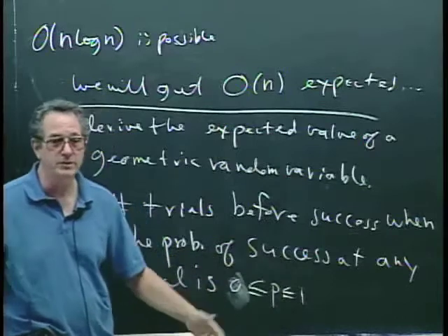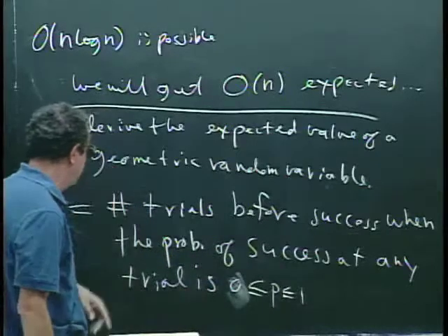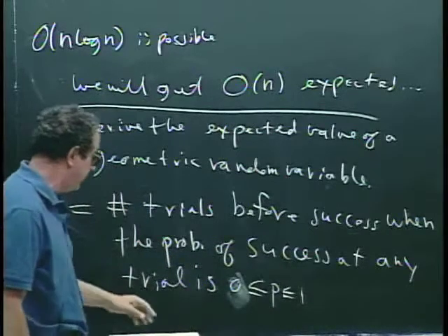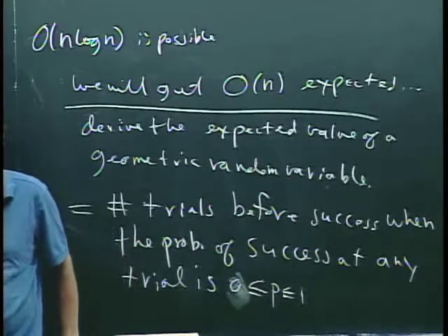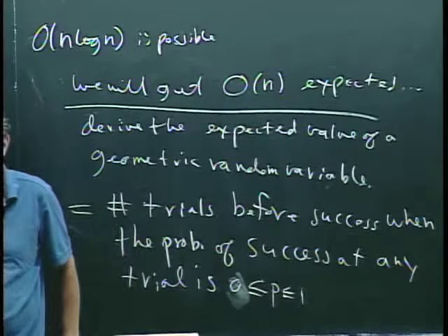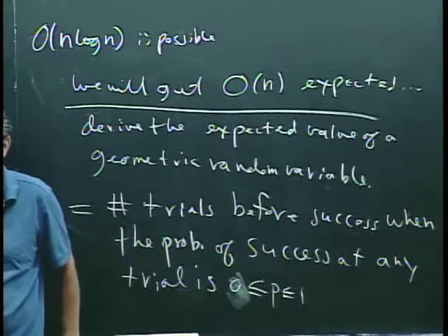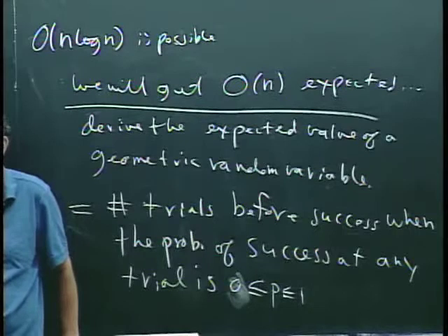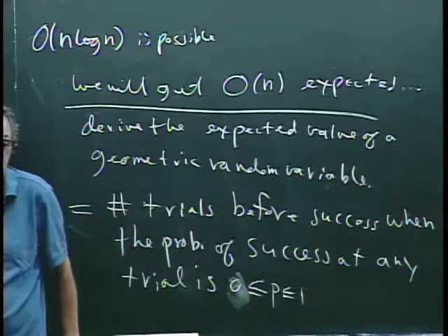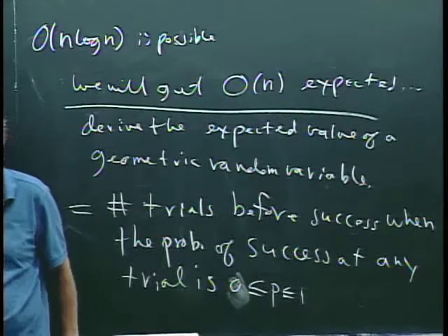Now, what's your general sense of which is likely to happen sooner? If the probability of heads is a half, or the probability of heads is 3/4, which one is likely to require fewer trials before success? 3/4, yeah. It's more likely.